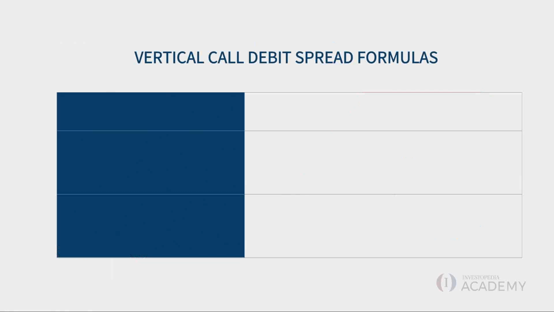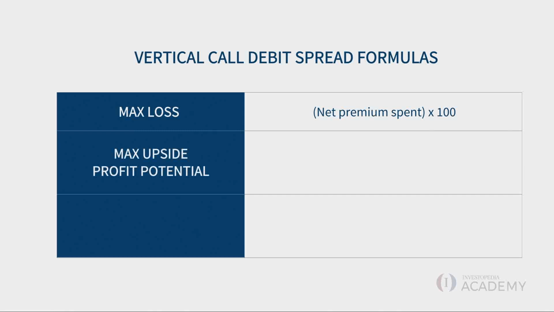So let's start to look at the formulas that you need to be aware of for a bull call spread. First thing, always figure out your loss. Your max loss is simply the net premium spent times 100. And obviously, it's times the number of contracts. In our example, it's going to be one contract. So if you spend $200, that is all that you can lose. It's the net premium that you spent.